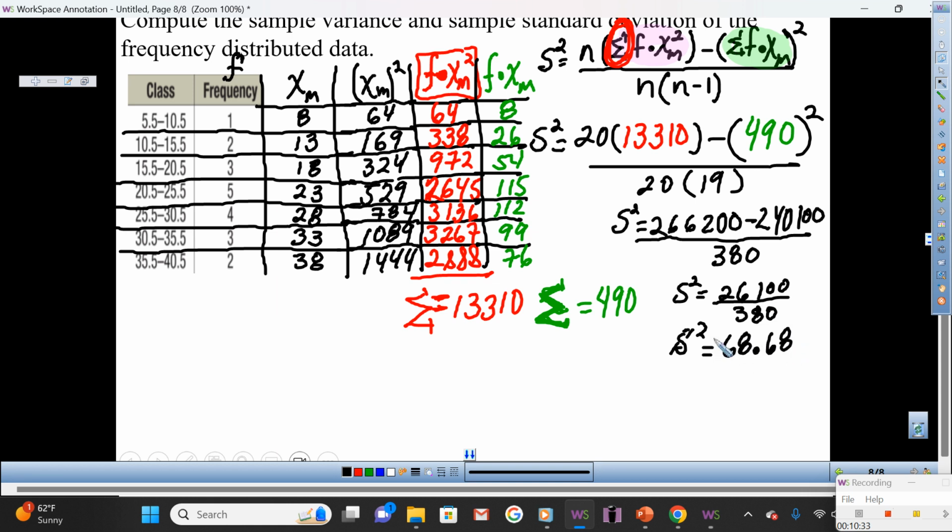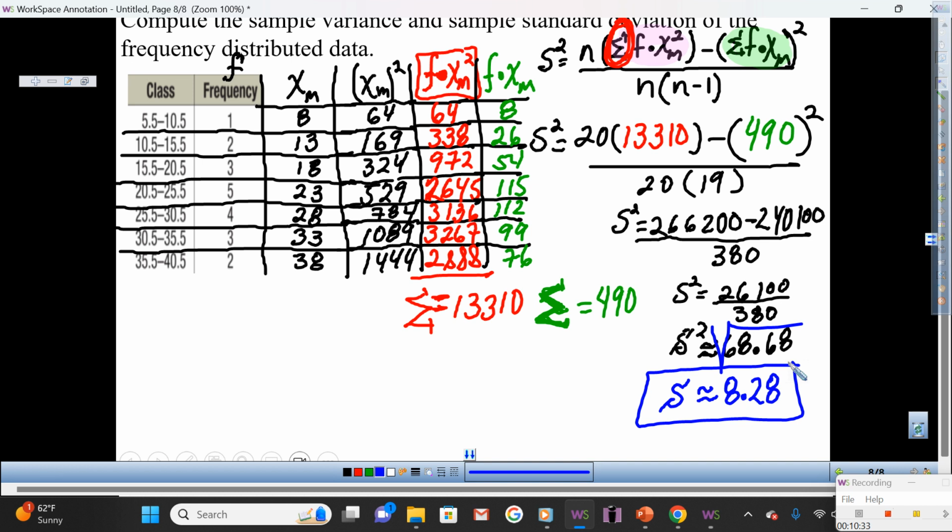Like that. Now I'm going to put the wiggles here. It's approximate. Are we done, everyone? No, Mr. Q. We need the standard deviation, which means you need to take the square root of that. So the square root of 68.68 is 8 point something. 8.28. And that's the way the cookie crumbles.